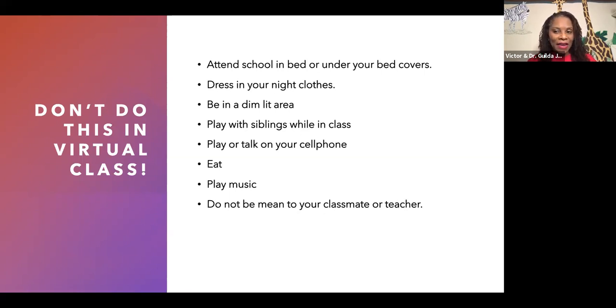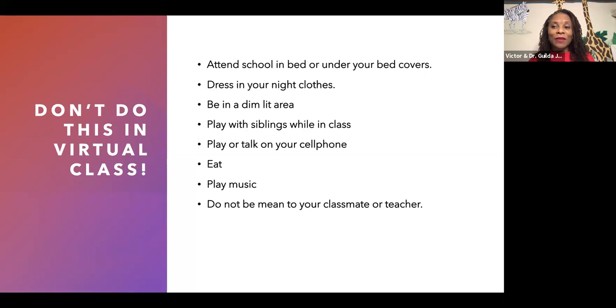Should you be in your bed? Should you be under the covers? No, you should not. This is not time for playing. It's time for learning. So, should you be dressed in your nightgown? Nope. Be in a dim lit area. If you are in a dim lit area, and that means that it's dark, we can't see you, we don't know who you are. If you have your camera off, also, we cannot see you. We must be able to see you.